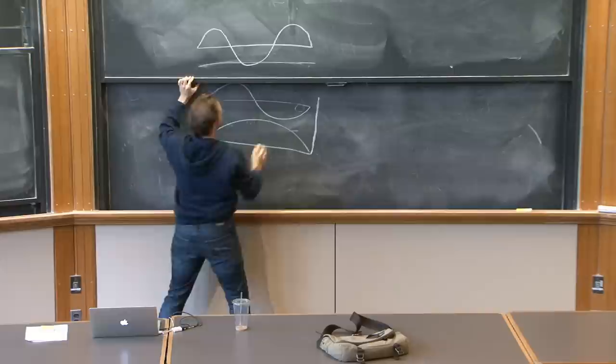So we get this, right? The points where this is equal to plus or minus 1 are the points where QL is equal to n pi, or equivalently KL is equal to plus or minus n pi. So this is n is 1, n is 2, n is 3.